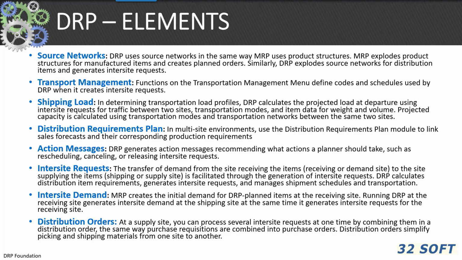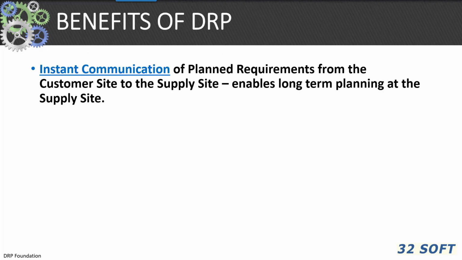As with any new function in QAD, DRP introduces several new concepts and terms. There are source network structures, similar to product sources in MRP. There is a transportation management function that helps in shipping. There's a shipping load calculator, kind of like CRP. There is a distribution requirements planning process. The DRP action messages are created, similar to MRP. And there are Intersite requests, along with demand and distribution orders, to handle the shipping functions.